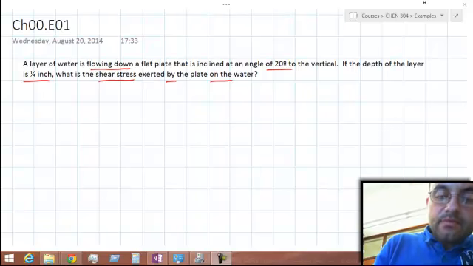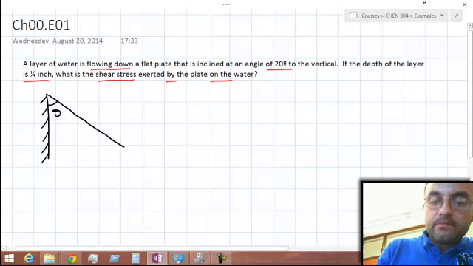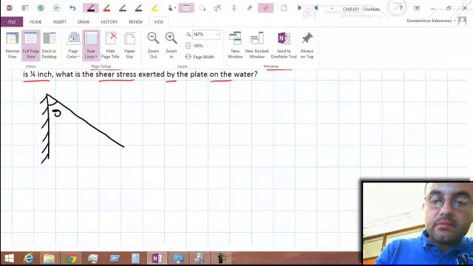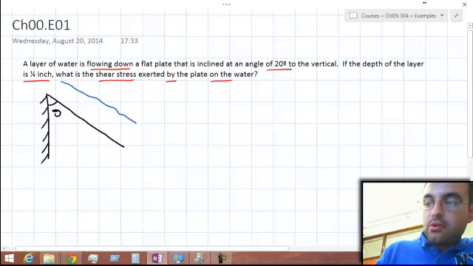In this example, we have an inclined plate with a known inclination angle to the vertical. Over the plate, water is flowing. Obviously, the direction is downwards.